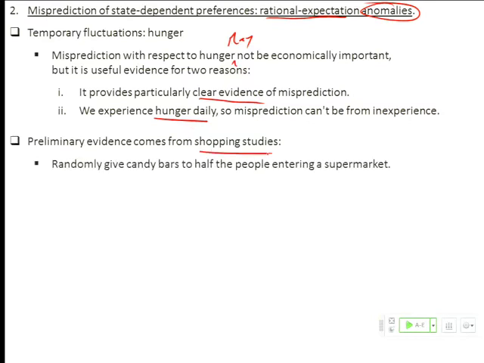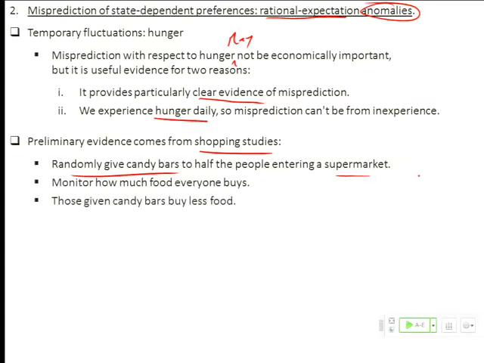Okay, so we start out by looking at shopping studies. These are experimental studies. They're not quite good enough, as I'll show you. So you randomly give a candy bar to half the people entering the supermarket, and then you monitor how much food everyone buys. You have to get permission from the grocery store to do this, but people have done this, and what you see is that the half of the people you randomly gave candy bars buy less food.